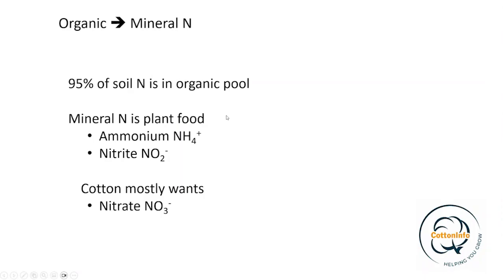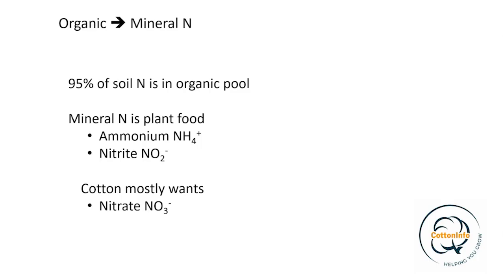So how do we get from our organic to our mineral end pools? Well, one thing it's really important to call out is that 95% of our soil nitrogen actually sits in that organic pool, but the mineral end, that's really where our plant food is. So that includes our ammonium, our nitrite, and our nitrate. This is all plant food. But if we were to figure out what cotton wants the most of, really is the nitrate. So if we're down the main street in Narrabri at the only Chinese restaurant at the buffet, cotton's standing there with its plate, it's going to load up on the nitrate. That's its main thing, and that's what it wants the most of.